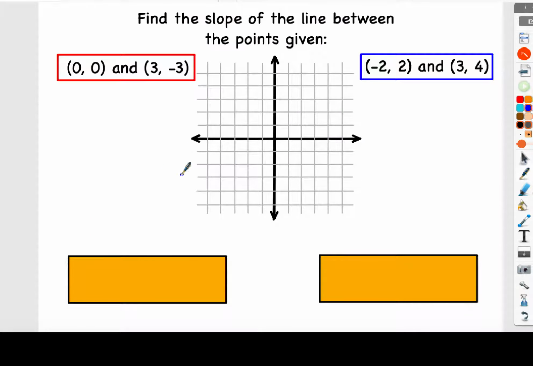So first of all, let's write down our shortcut formula. Don't forget that m equals y2 minus y1 over x2 minus x1. Pause the video now and go ahead and try finding the slope for the 2 points in the red box and the 2 points in the blue box, and let's see if we don't get the same answer.